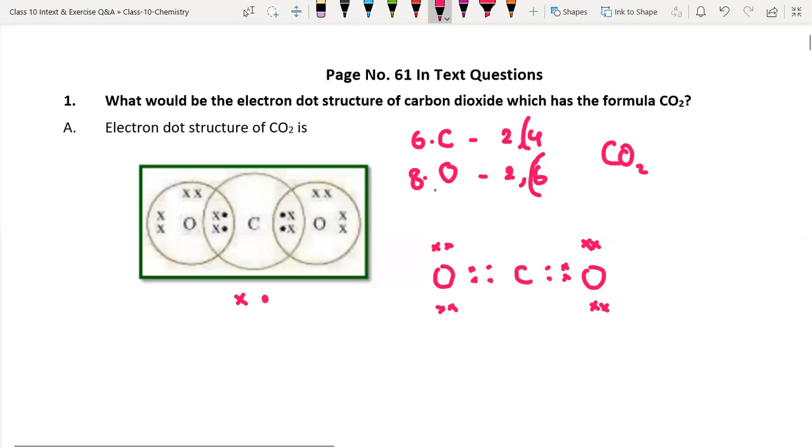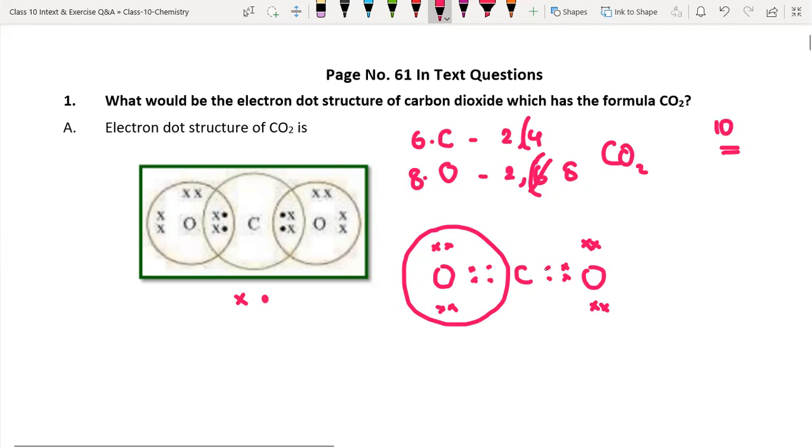Now this oxygen atomic number is 8. It is not stable. 10 is the nearest stable configuration, so it will try to become 10 by sharing 2 electrons from the carbon. This oxygen will take 2 electrons from this carbon. Hence, if you observe the number of electrons in the circle, 1, 2, 3, 4, 5, 6, 7, 8. So the 6 will become 8, 8 plus 2, that is 10. Hence it is following the octet rule now.